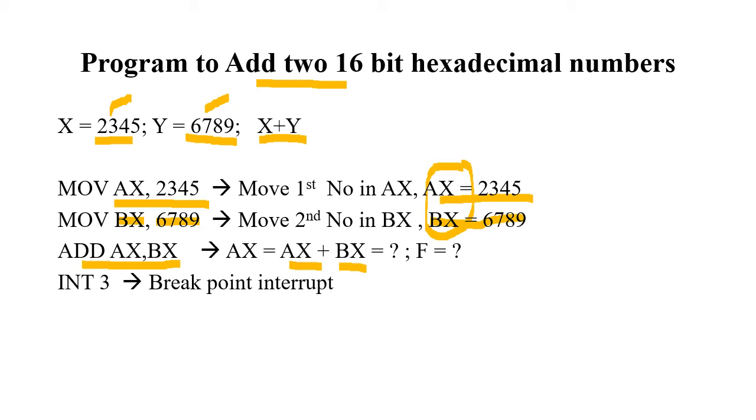You have to add the two numbers by converting it into binary and also calculate the value of carry flag. The last instruction will be breakpoint interrupt, that is INT3. That means it will execute instruction from this to this in sequence and after this it will interrupt.